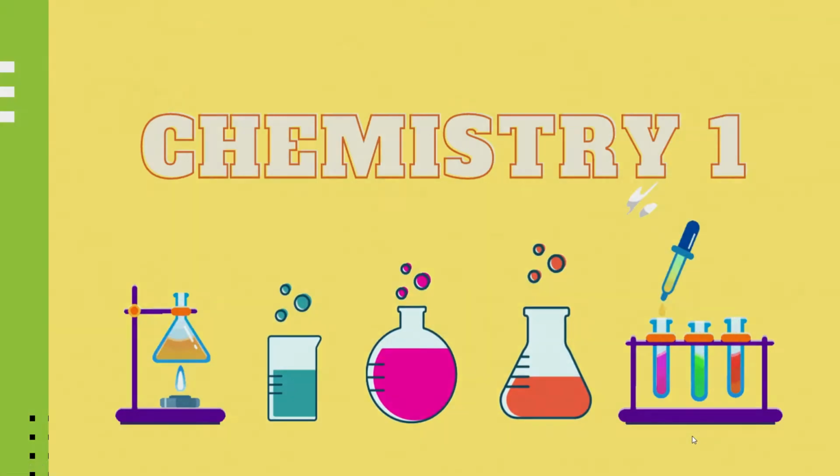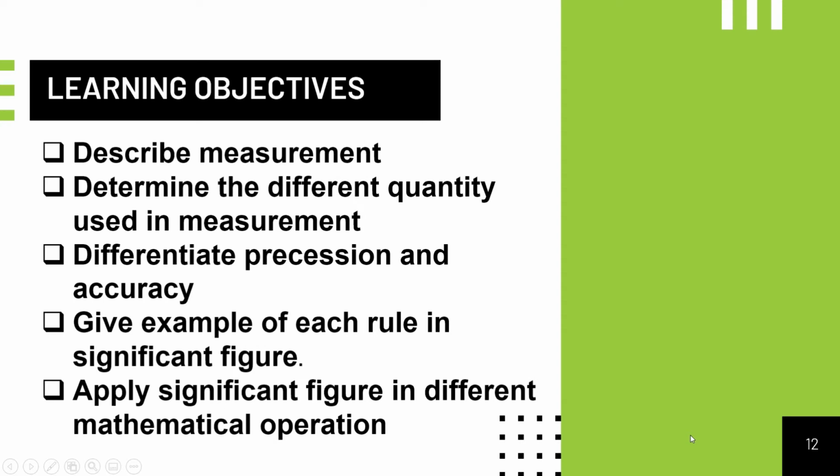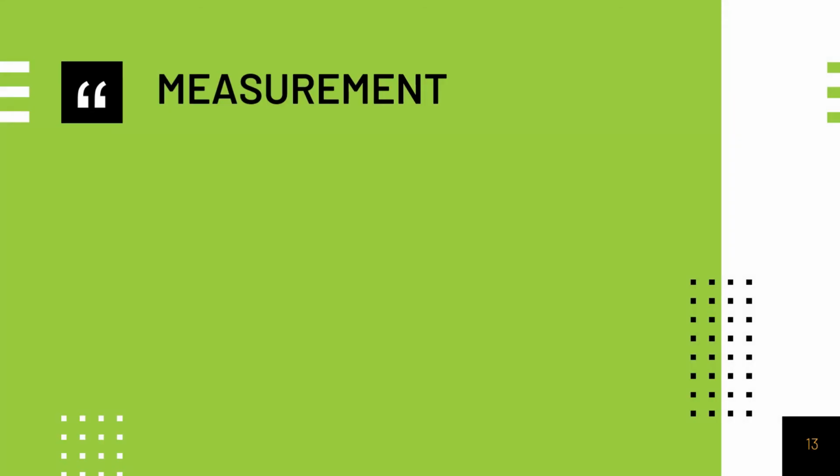So this is chemistry class, and the learning objectives for today are to describe measurement, determine the different quantities used in measurement, differentiate precision and accuracy, give an example of each, learn the rules in significant figures, and apply significant figures in different mathematical operations or calculations. So first, let's define measurement.